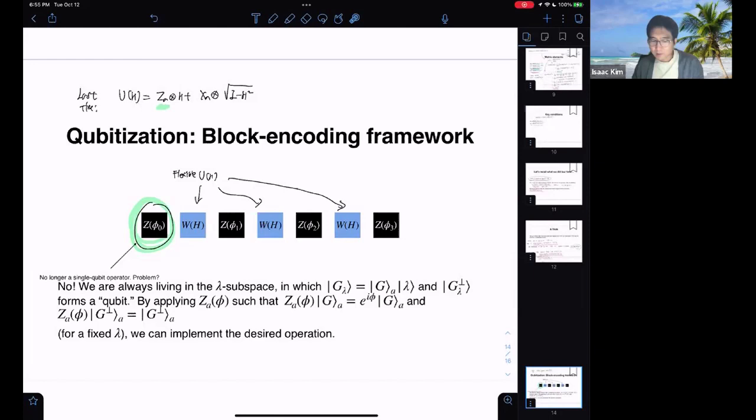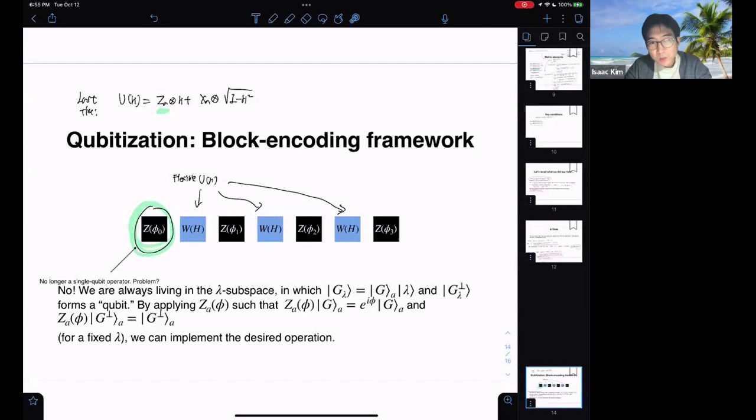And the reason, if you think about it, is very simple. Because by our construction, W of H was constructed in such a way that we always live in the lambda subspace. So assuming that the state of the system is an eigenstate of W of H, we are effectively living in a two-dimensional subspace. So even though this ancillary system is not just a qubit, once we fix lambda, it's as if we always have an ancillary system that acts like a qubit. So all we need to do is simply implement this Z of phi such that it accrues a phase of e to the i phi on this target state, and in any orthogonal complement, it just acts trivially.